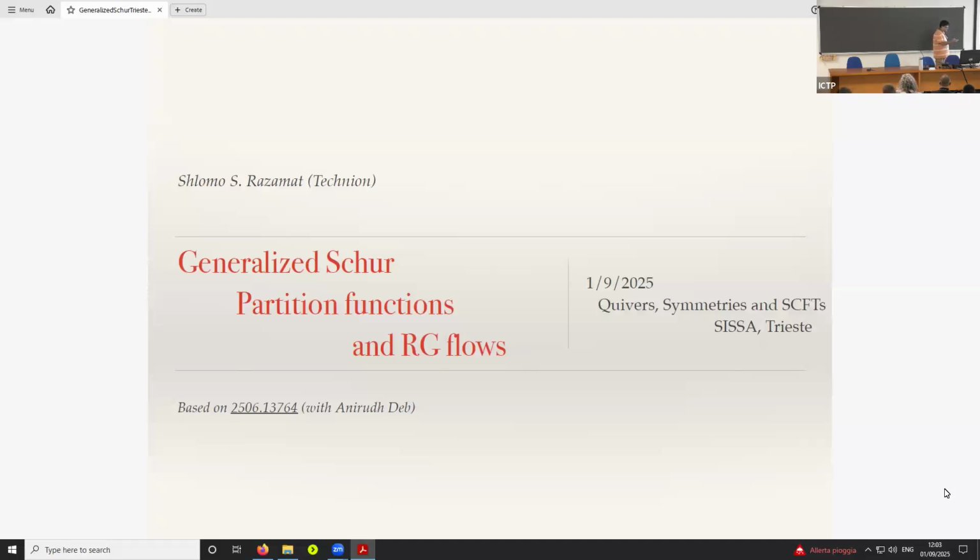So I will be talking about this paper with Anirudh Deb, who is a student of Leonardo Rastelli at Stony Brook. And this is some weird observation that we incidentally made. This will be the main point of the talk. So I will discuss various things that probably are trivial to most people in the audience, but then the conclusion is a little bit surprising, and we don't really understand the conclusion.